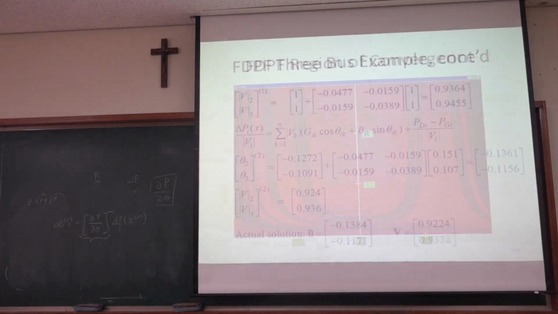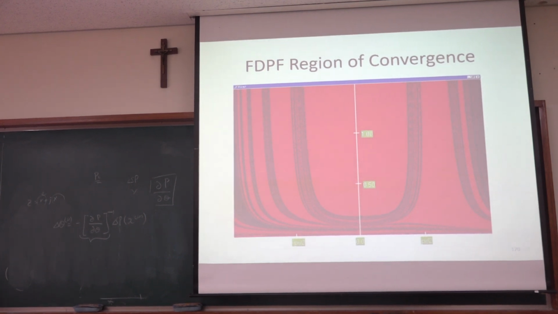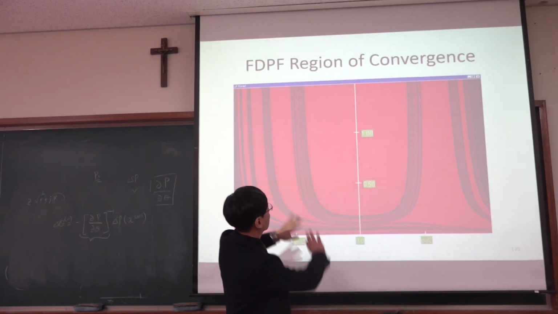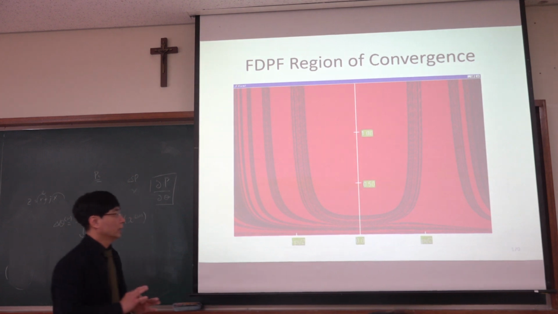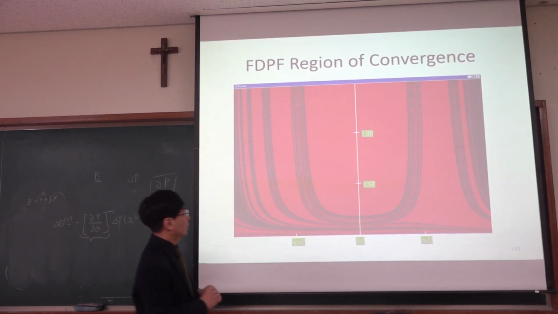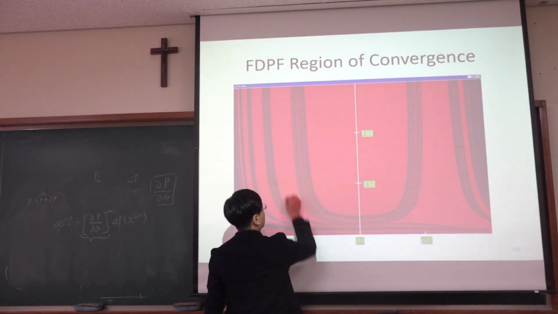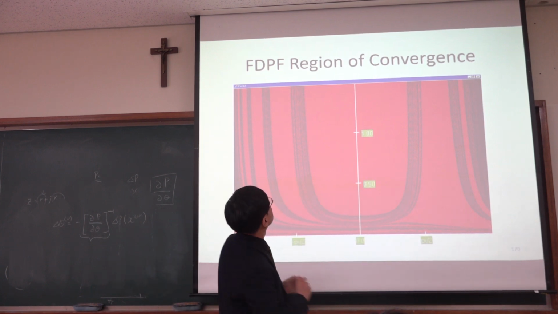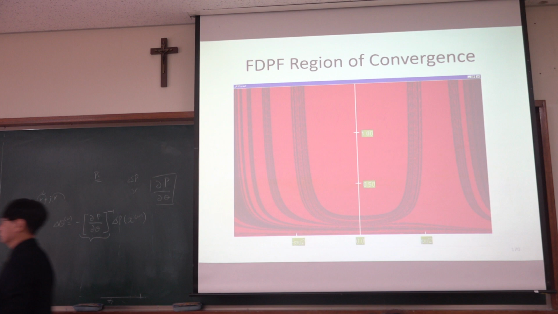And this is the region of convergence. It does not converge to a low voltage solution. It converges to a high voltage solution, and the convergence region is pretty wider than before. But still, in this case, this is a mixture of convergence and divergence.